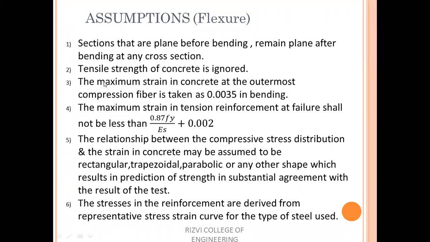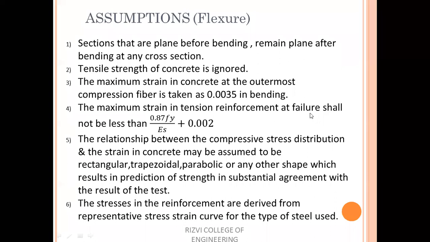Now coming to the next assumption: the tensile strength of concrete is ignored. This we have already seen, very simple. The tensile strength of concrete is not considered. And this is important. The third assumption says that the maximum strain in concrete at the outermost compression fiber is taken as 0.0035 in bending. Remember it is mentioned in bending. So what does this mean? The maximum strain in concrete at the outermost compression fiber is taken as 0.0035.